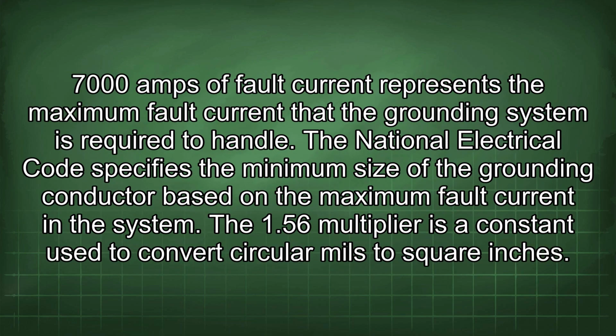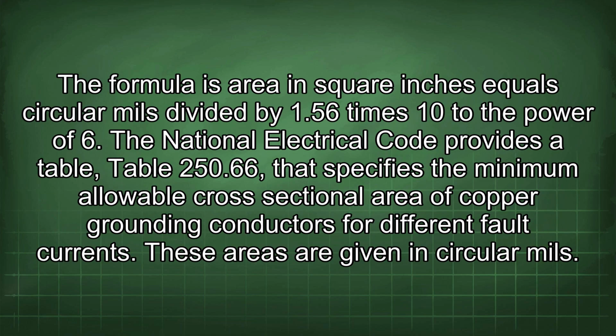7,000 amps of fault current represents the maximum fault current that the grounding system is required to handle. The National Electrical Code specifies the minimum size of the grounding conductor based on the maximum fault current in the system. The 1.56 multiplier is a constant used to convert circular mils to square inches. The formula is area in square inches equals circular mils divided by 1.56 times 10 to the power of 6.